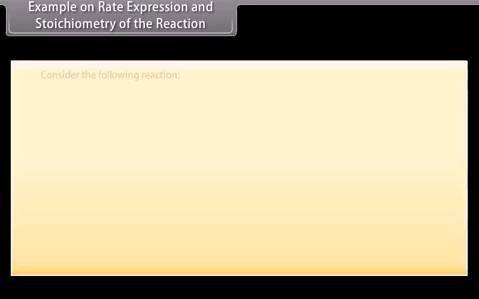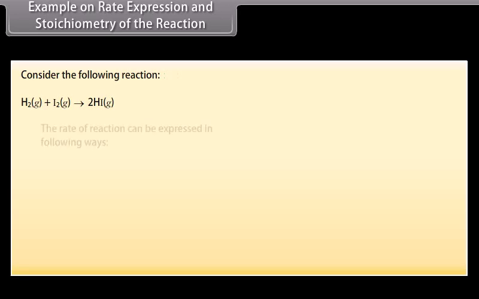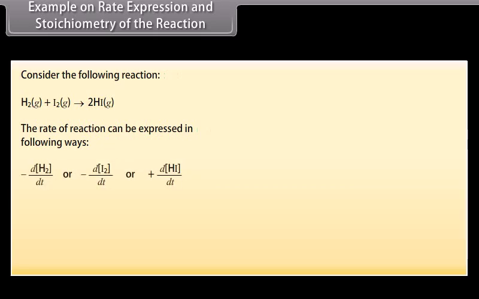Example on rate expression and stoichiometry of the reaction. Let us consider the following reaction: H2 + I2 gives 2HI. The rate of reaction can be expressed in the following ways: minus d[H2]/dt, or minus d[I2]/dt, or plus d[HI]/dt.